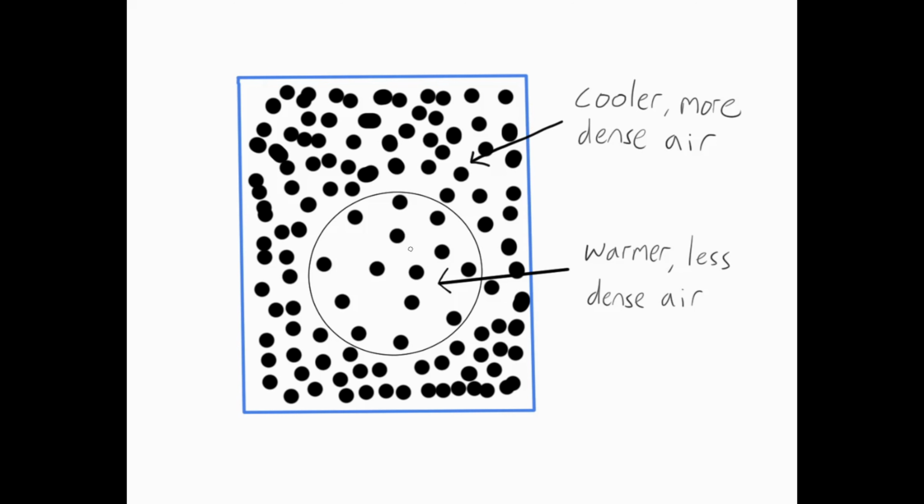Because we've got the warmer, less dense air here, in the presence of the cool air, it will rise. It will try and get above the cool air. This is how a hot air balloon works. We've got the warm, less dense air here, and it tries to rise because it's surrounded by cooler, more dense air. And that is basically convection.